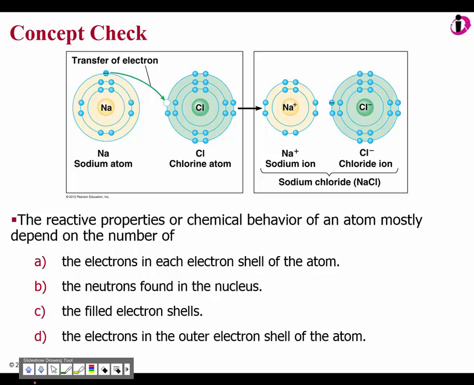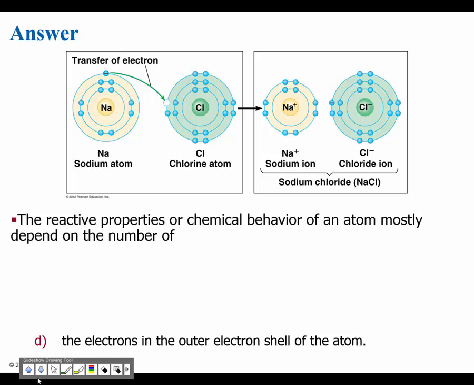Here's a concept check for you to step back and think for a second. The reactive properties or chemical behavior of an atom mostly depend on the number of what? We discussed that. Take a second and watch right here. What is going on here? What are the parts in here? This is showing an arrow moving. Remember this part here and then this part here. They're going to have different numbers in there, but this electron is moving over here, and then you see the result here and here. What just happened there should help you answer this question. And in fact, it's the electrons in the outermost shell.